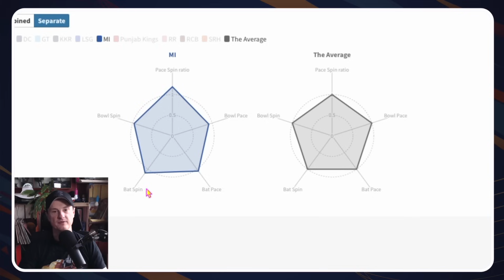Let's just go down to here. Their batters are doing great against spin. That makes sense because this is a wicket you want to bowl extra pace on. However, what about when they were bowling spin?